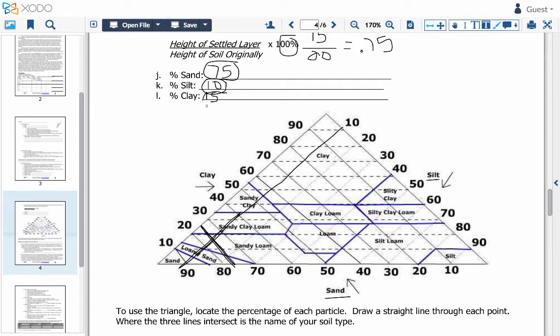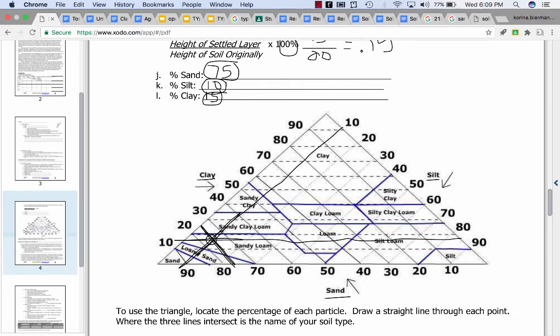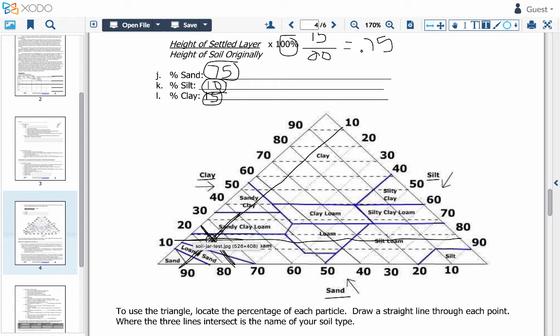And lastly, I have 15% clay. If I find the clay, I see the arrow is going straight horizontally to the right. I'm going to find where 15% is and draw a line straight across horizontally to the right. We're looking for the area here where all of our lines intersect. So we can see that all of the lines intersect right there. That is going to be in this blue part right here. And so our soil type is going to be sandy loam.